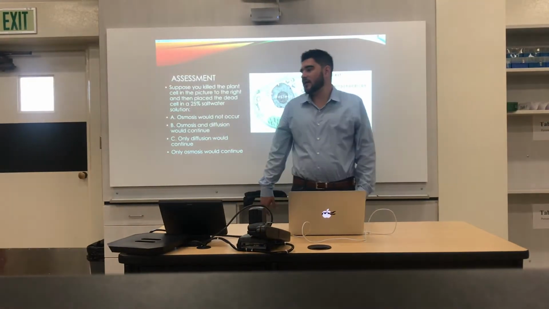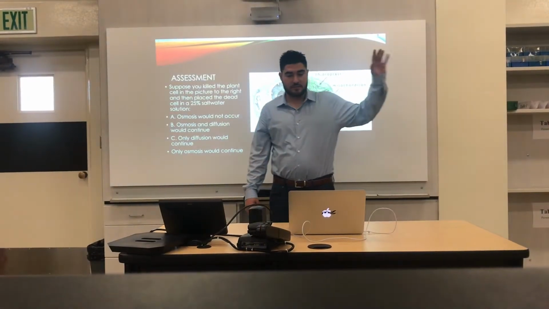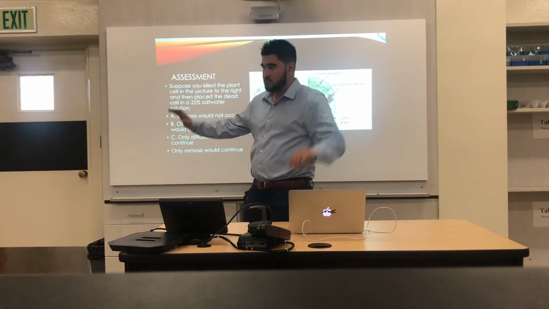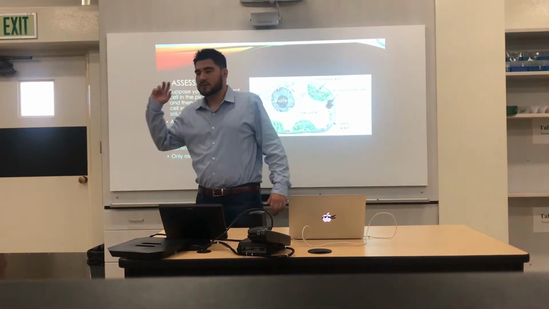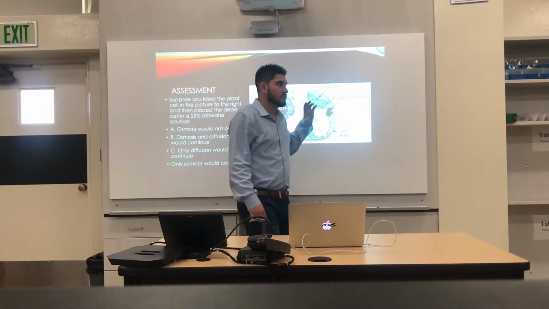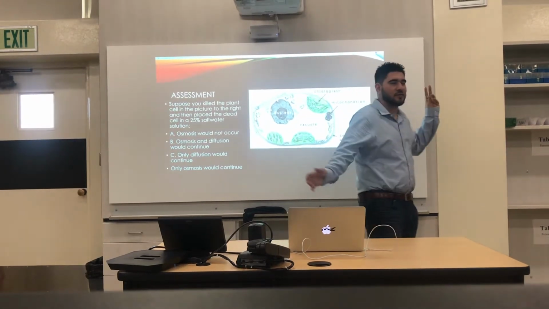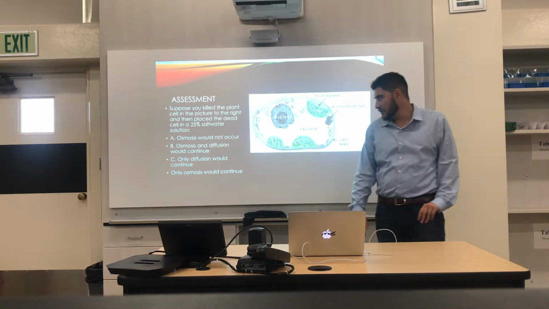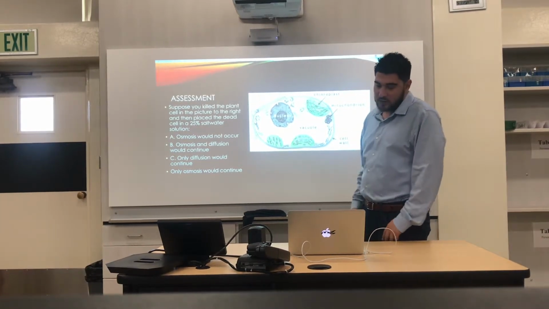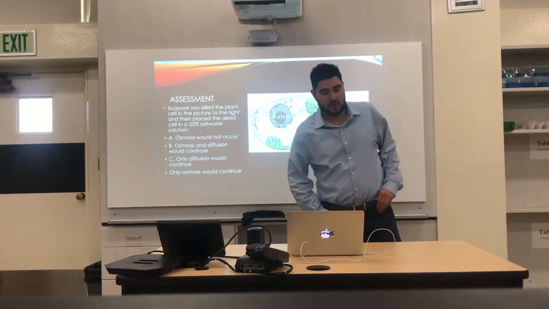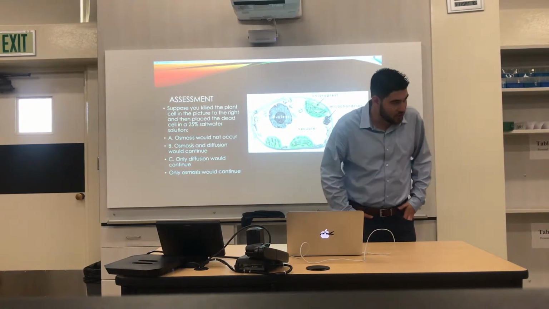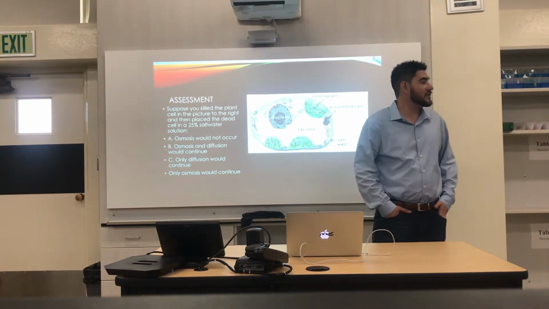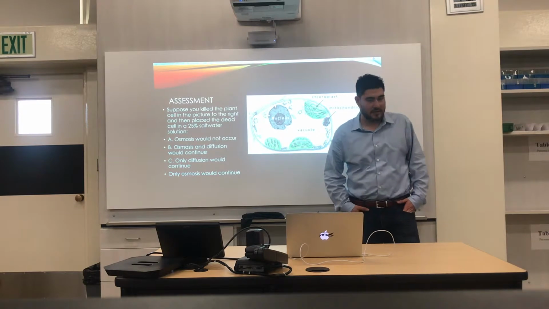Okay, if you guys decided on answers, show of hands. Who here thinks A? B? C? And D. I know D isn't up there, but D if it was. Okay, the answer is B. Osmosis and diffusion both continue to occur in a dead plant cell.